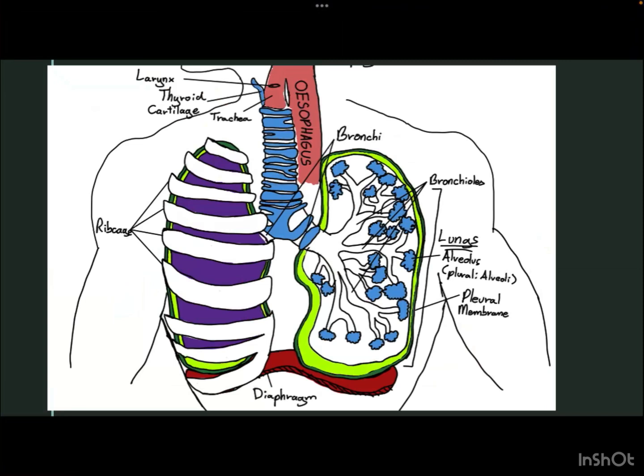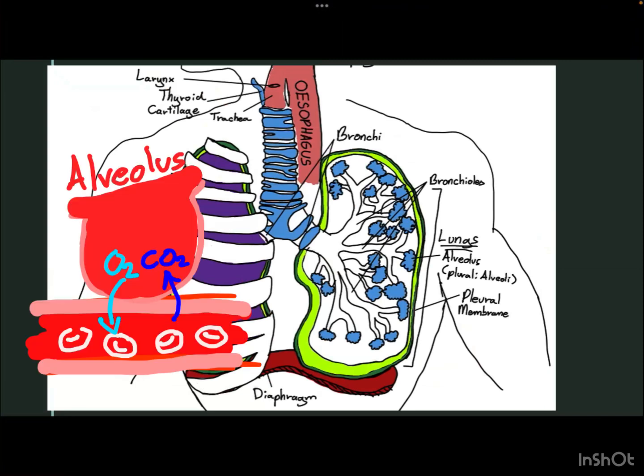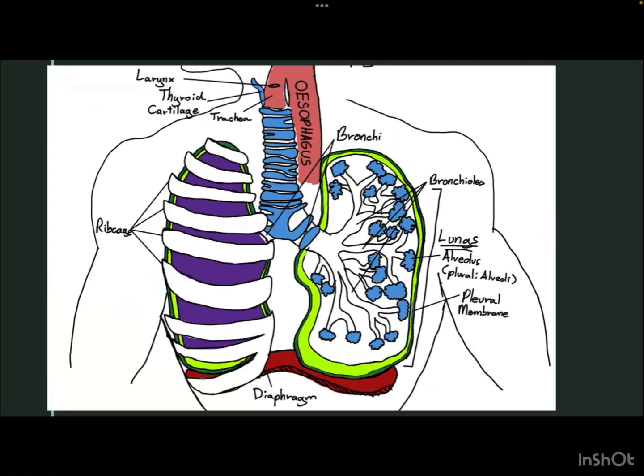So during inhalation, oxygen from the air will diffuse into the red blood cells in the blood. At the same time, carbon dioxide will diffuse from the blood into the air found in the alveoli, which is then exhaled and removed from the body. Now you can see at the bottom here, located at the base of the lungs, is the diaphragm.